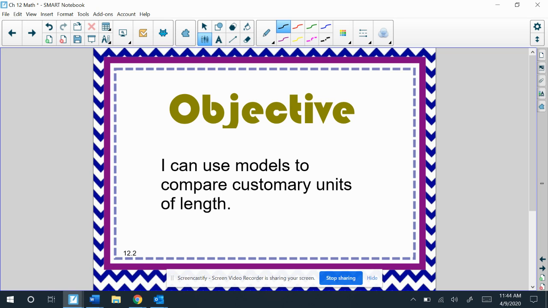Hi, yesterday we used customary units of length to compare. That's what we're doing again today. Before we get too far in, let's see what you remember.